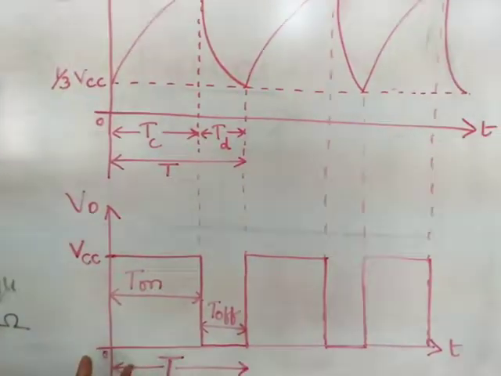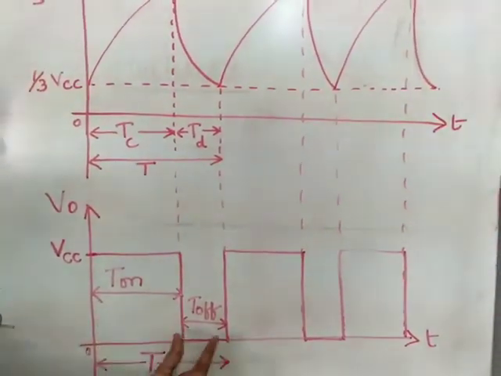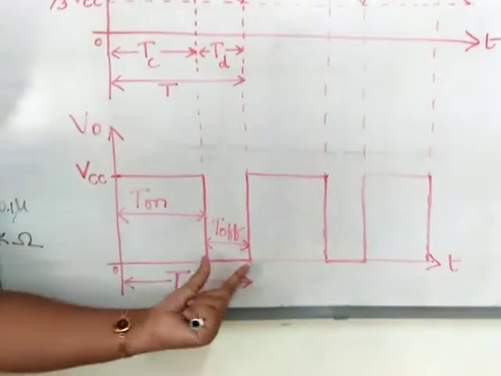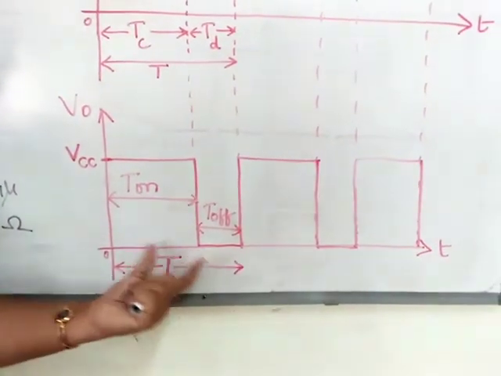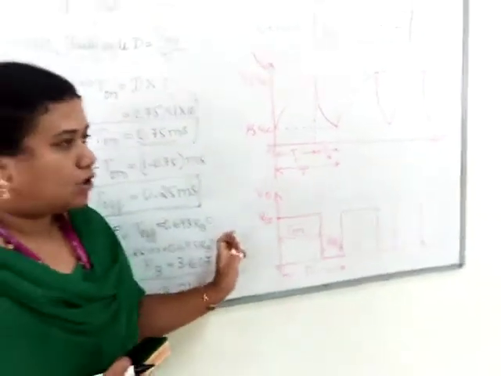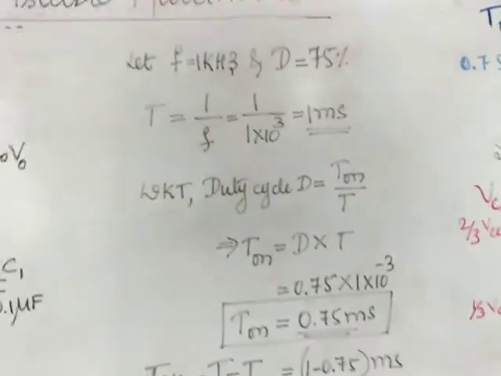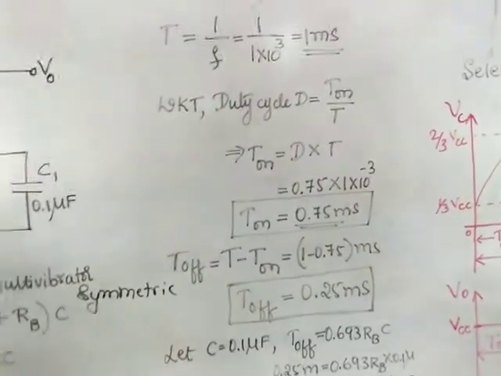In case of symmetric, we can generate equal on and off periods. The width of both will be equal, so that kind of multivibrator is said to be a symmetric multivibrator. In that case, the duty cycle will be 50%. Now we shall see the circuit.